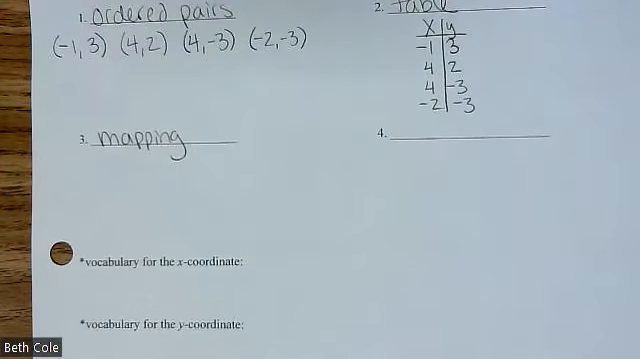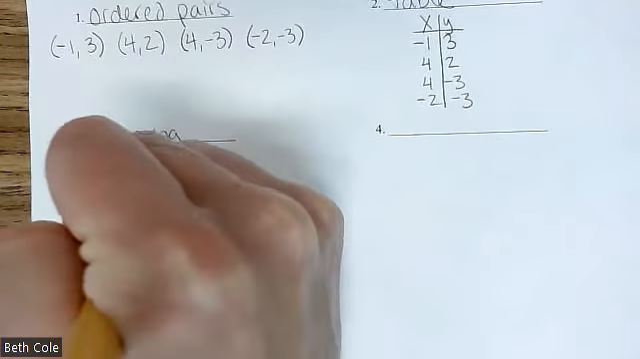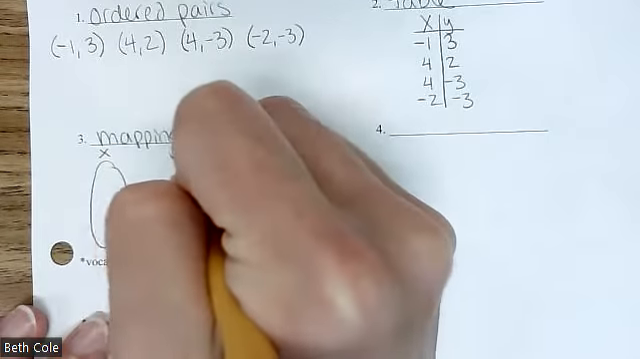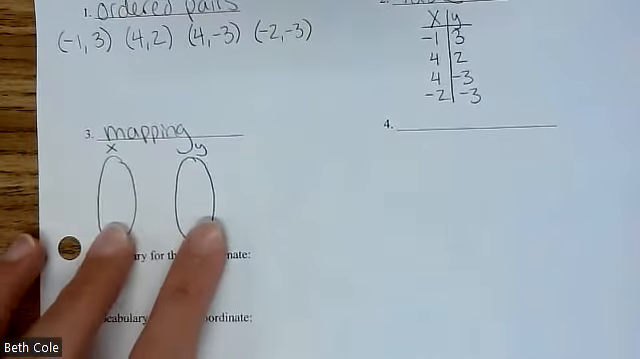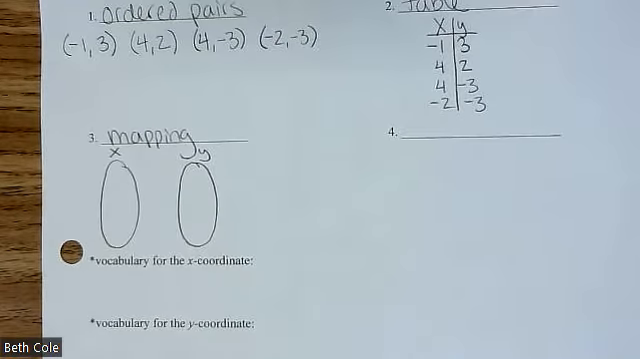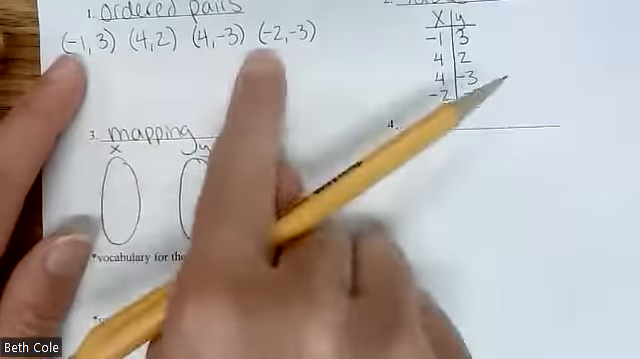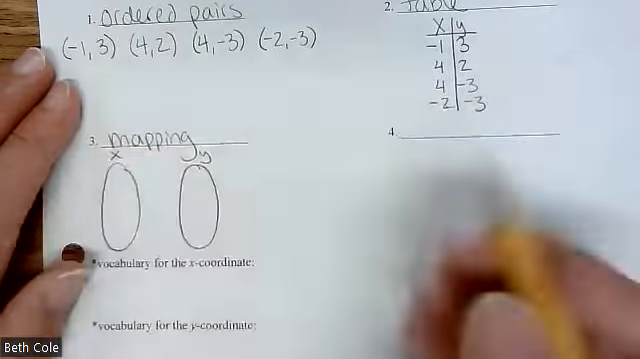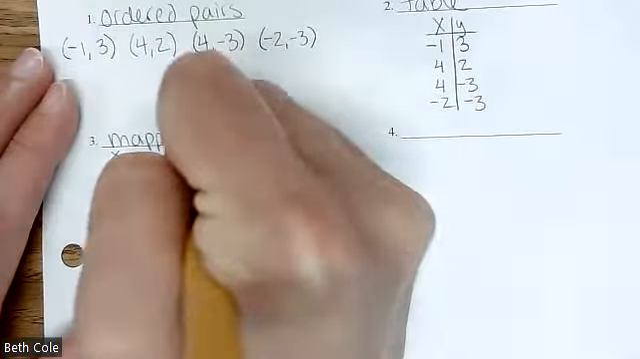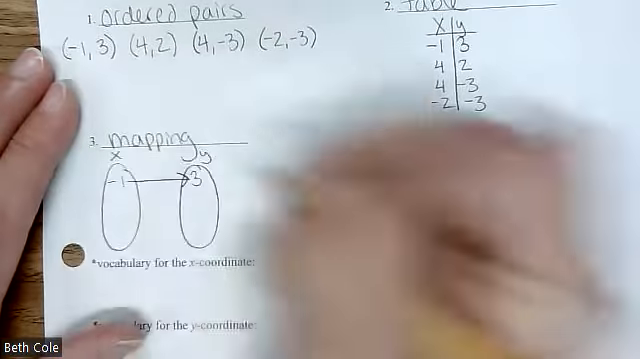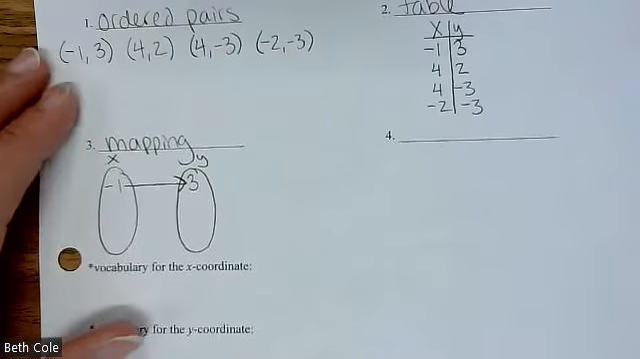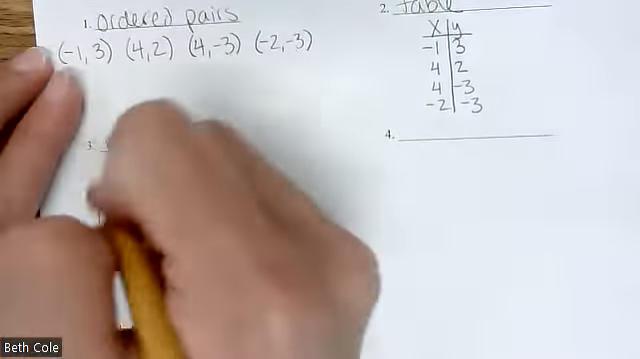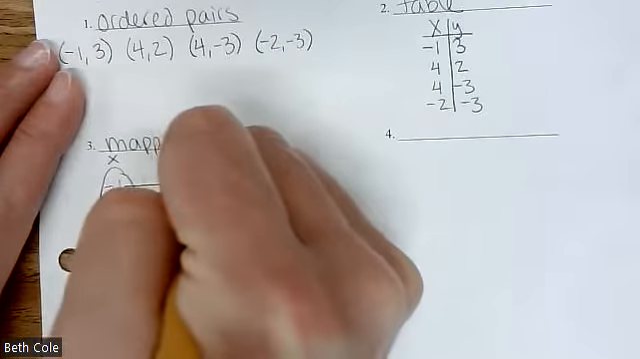I kind of like drawing these ones. So what you're going to do is draw a big oval. This is going to be for all of the x's, and then draw another one that's going to be for all of the y's. So you have input and output. So we're going to represent these ordered pairs in a mapping. So watch, it's -1, 3. I'm going to put -1 with the x's, 3 with the y's, and you just draw an arrow to show that it maps from -1 to 3. It's like drawing a little picture. And then we're going to do the same thing with 4, 2. I'm just going to write 4 here and 2 here and draw a little arrow.